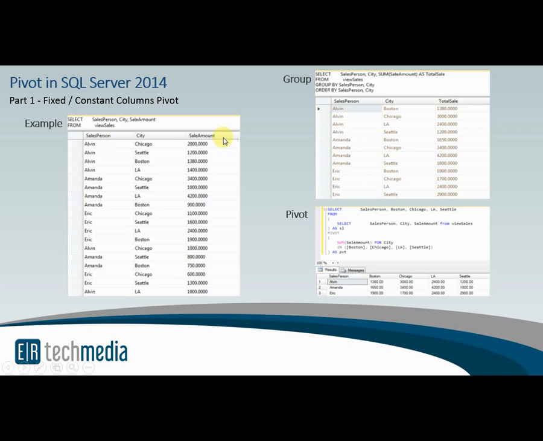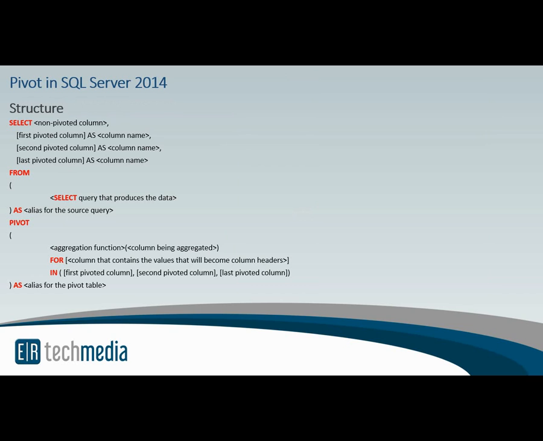Before we continue and implement this in SQL Server, let me explain the structure of a pivot query. The first column will always be a non-pivoted column, and then you have to define your pivoted columns, which depends on your data. It can be 3, 4, 5. In our case, it will be 4: Boston, Seattle, LA, and the fourth city. We'll see it at implementation time.